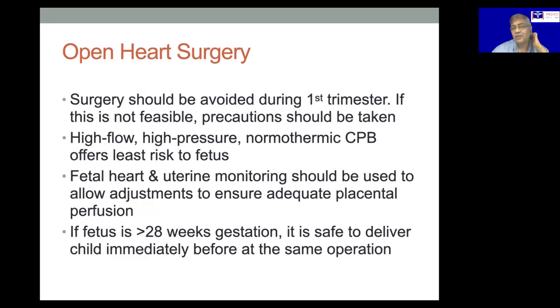Open heart surgery should be avoided during the first trimester, and if it is not feasible, precautions must be taken. During cardiopulmonary bypass, normothermic bypass should be used with high flows and high pressures because that offers least risk to the fetus. Fetal heart and uterine monitoring should be used to allow adjustments to ensure adequate placental perfusion. If the fetus is more than 28-week gestation, it is safe to deliver the child immediately before, at the same surgery.